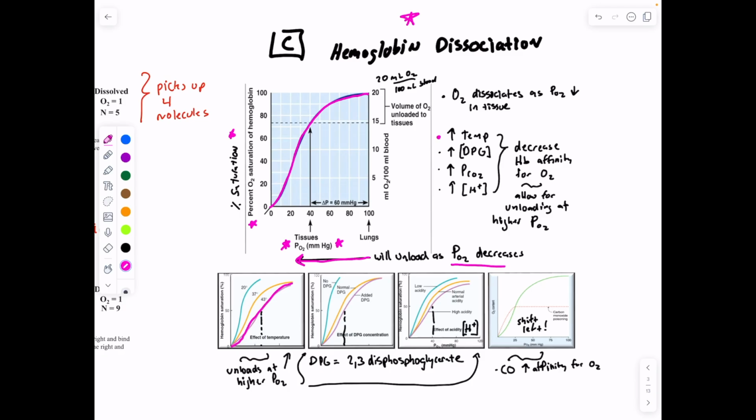And the factors that can affect this curve: if you have an increase in temperature, then you're going to have a shift of the curve to the right. And so basically what this is saying is, if this is our usual curve, then increasing the temperature will have the molecules be more excited, and they have more energy, and the oxygen can dissociate from the hemoglobin just due to the fact that they're moving around more, right?